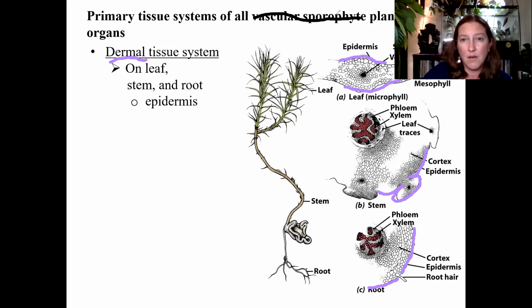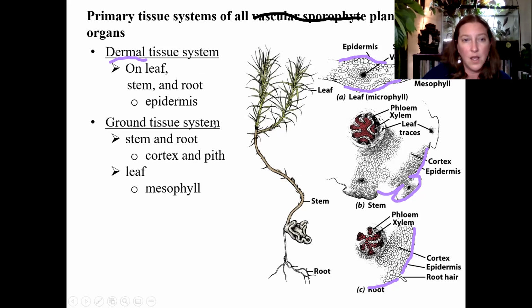Next, we have the ground tissue system. Similarly, if you are talking about a stem or a root, the ground tissue is going to be cortex and pith. So let's look at that first. I'll use yellow. Let's start with stem, right? Here's stem. Ground tissue system, cortex.